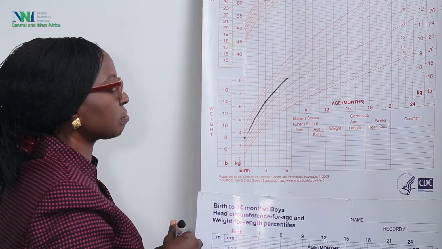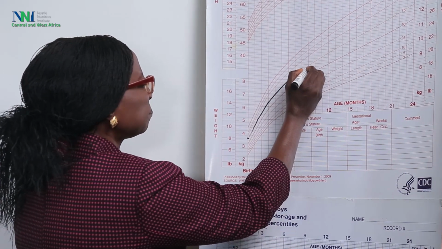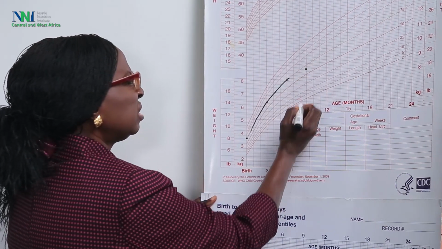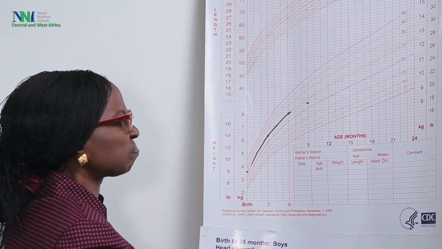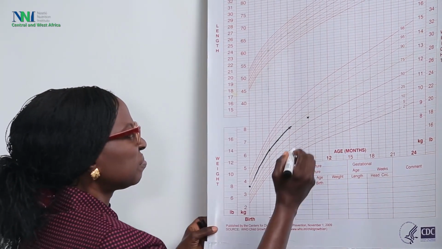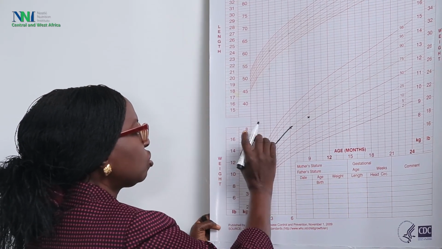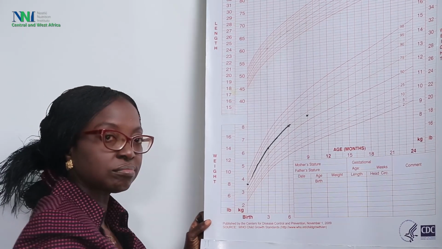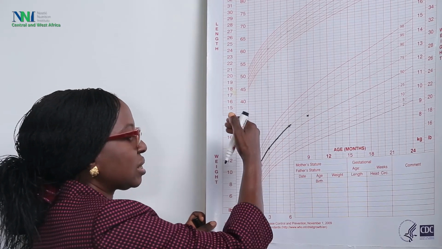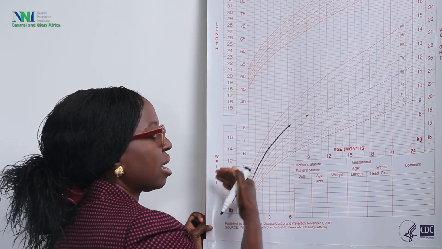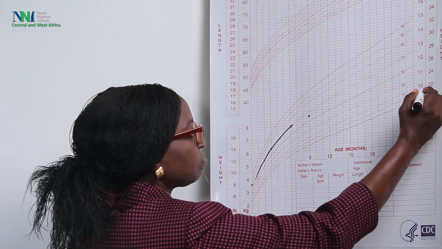If at 9 months the child now weighs 8.6... If you trace, when we get to 8 kilograms, we need to move to the other side of the chart to be able to get the weight. The weights are recorded on both sides, either here or here. So we want to trace the kilograms from this end.